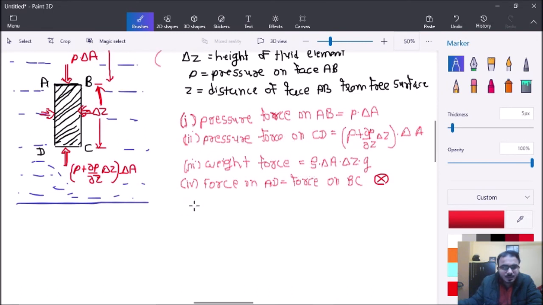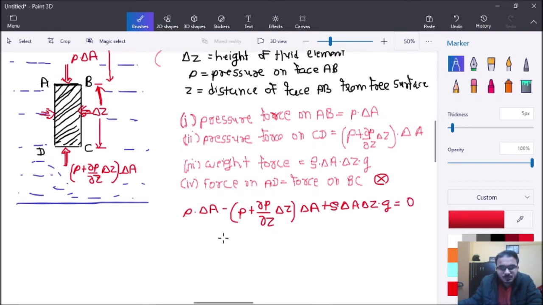So all forces are only in the vertical direction, so P into delta A minus (P plus del P over del Z into delta Z) into delta A plus rho into delta A into delta Z into G equal to 0.